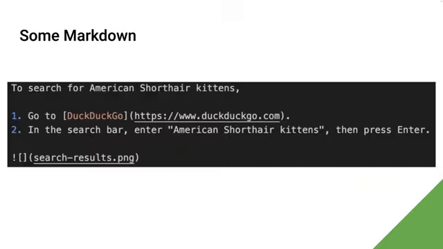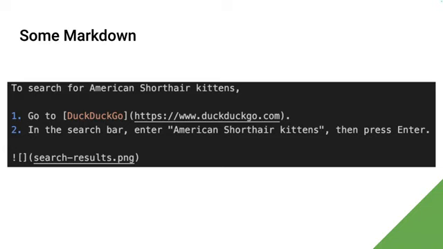So here's a little bit of Markdown. For those who aren't familiar, it just says, oh, hey, so to search for American Shorthair Kittens, I like cats, go to DuckDuckGo, and that's a little markup for a hyperlink. And then in the search bar, enter American Shorthair Kittens and press enter. And then down at the bottom, we've got an image reference for the file searchresults.png. Now, to validate this, you can do it in a variety of the tools that I just mentioned to you.